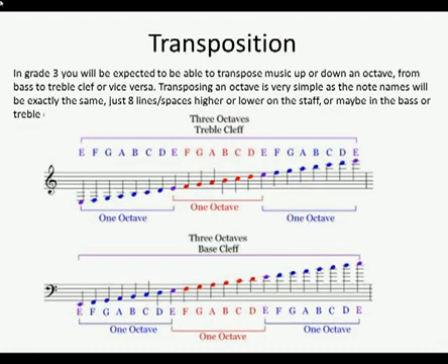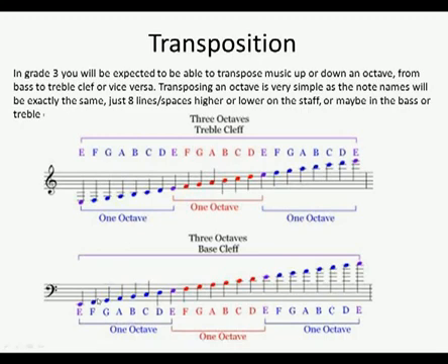And they're just going to be 8 lines or spaces higher or lower on the staff, or maybe in the bass or treble clef. So here you can see an octave. We start down here on this low E. 1, 2, 3, 4, 5, 6, 7, 8. And that's 8 notes, which forms one octave. So you can say this is an octave above this. Similarly, this F will be an octave above this F. This G will be an octave above this G. So it's always 8 notes, but in an octave they'll always have exactly the same note name.